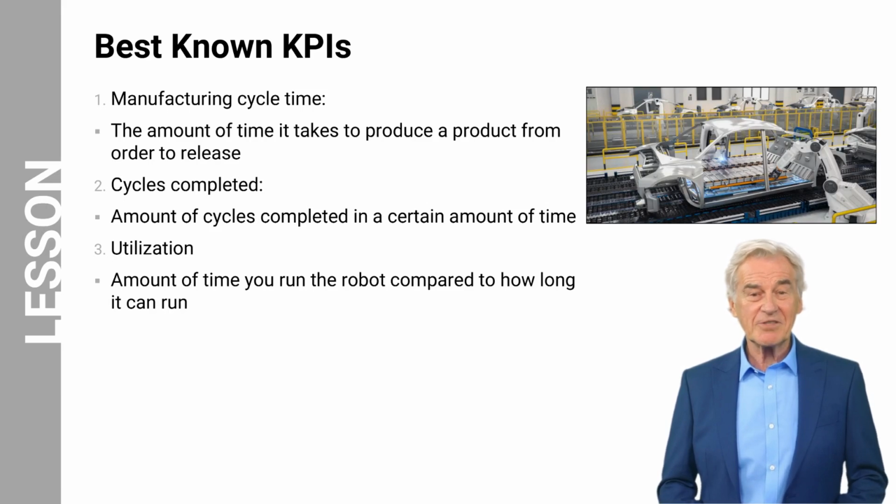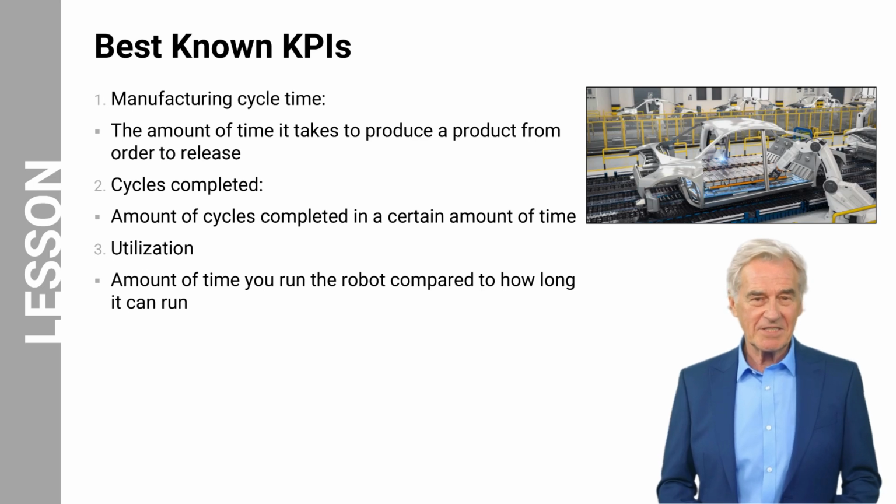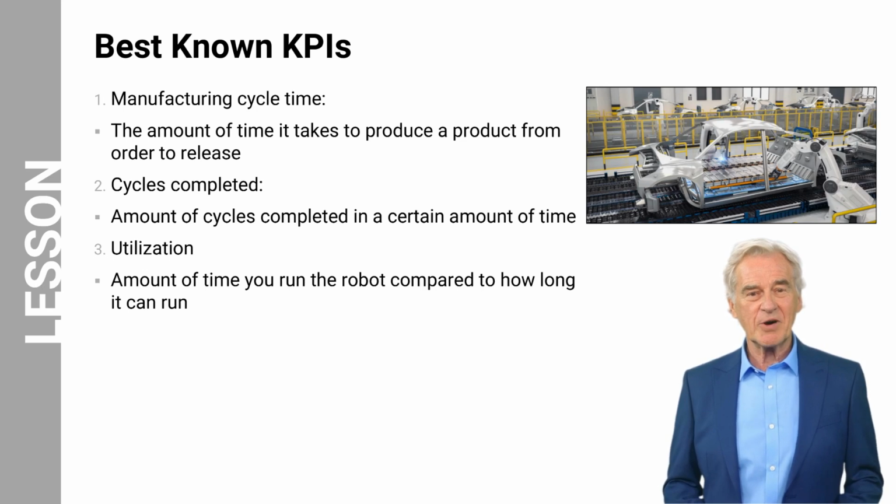Manufacturing cycle time measures the complete production timeline from order initiation to final release, consisting of all manufacturing steps, quality checks, and processing times. Cycles completed indicates the robot's throughput capacity by measuring how many full production cycles it can achieve in a given time frame, helping managers assess productivity and plan production schedules effectively. Utilization examines the efficiency of robot deployment by comparing actual operational time to total available time, accounting for downtime, maintenance, and idle periods.